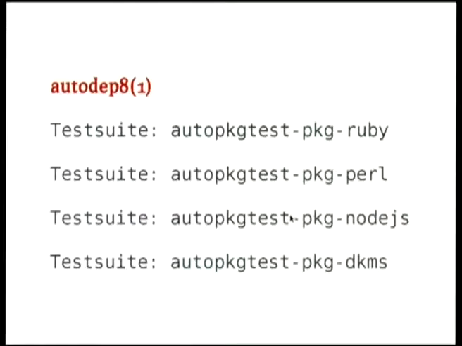So autodepth has support for four types of packages: Ruby, Perl, Node.js, and kernel modules that use DKMS. If you want to add support for new packages, you can just look for the commits that added these two, because they are very simple. You don't have to touch anything that already exists. You just have to create two new files: one to detect whether the package is of that type, and another to create the actual output for the control file.